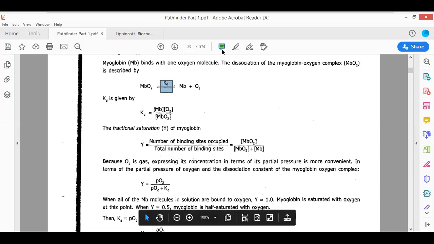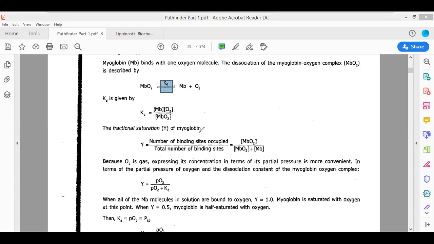So what becomes our equation? The equation becomes equal to the partial pressure of oxygen divided by the partial pressure of oxygen plus KD, the dissociation constant. That means the total number of binding sites occupied divided by the total number of binding sites occupied plus the number of binding sites which are unoccupied as myoglobin. So there you get this equation.